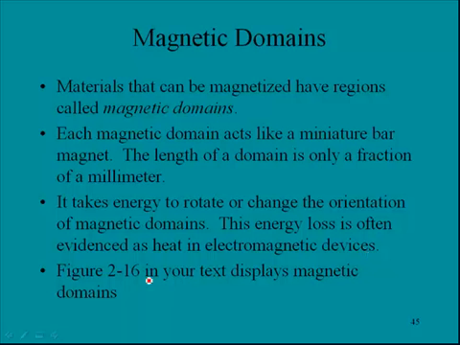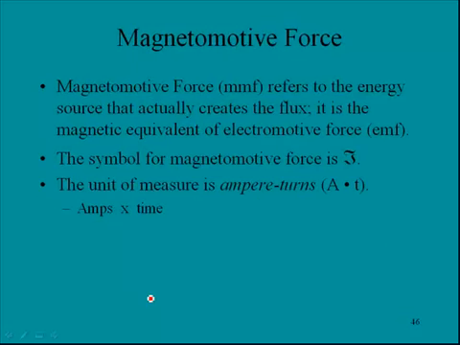Figure 2-16 has a text picture of this, and it displays the magnetic domains, and it shows them as they occur randomly, and it shows them also when a current is induced through it, and all of the little magnetic domains then line up and orient themselves, be it north or south.